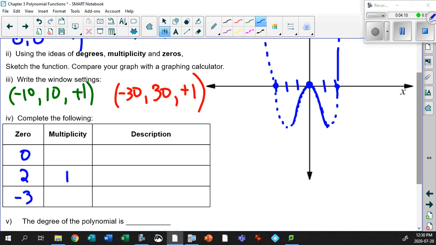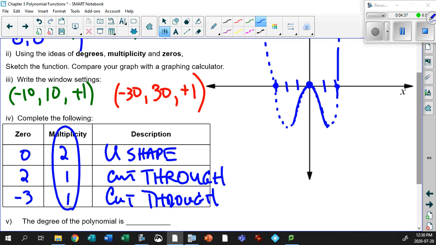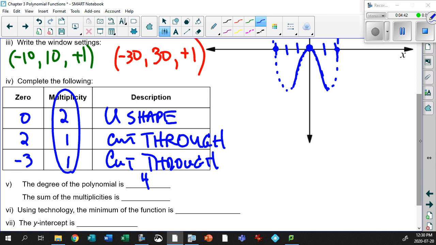This had a multiplicity of 1, that had a multiplicity of 1, which means it just cuts through. Let's see if I spell it right this time. Oh, I did. Same thing with this one. This one just cuts through. Okay, now what else do you have here? You have a multiplicity of 2 at 0, so this is going to be a U-shaped, a parabolic shape there. Degree of the polynomial, add up the multiplicities: 2, 1, and 1, that's a degree of 4, which means also that the sum of the multiplicities is 4.